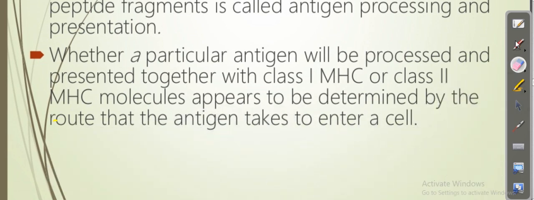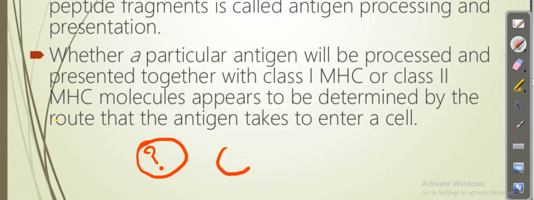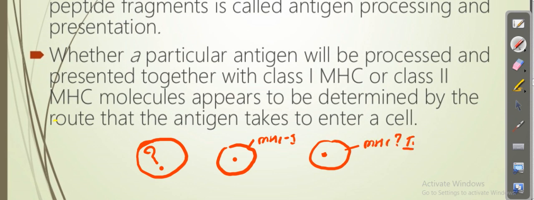So now, whether a particular antigen will be processed and presented together with class 1 or class 2, how can it be decided? How will the cell decide whether I have to represent MHC class 1 or MHC class 2? This is mainly decided by the route that the antigen takes to enter the cell.